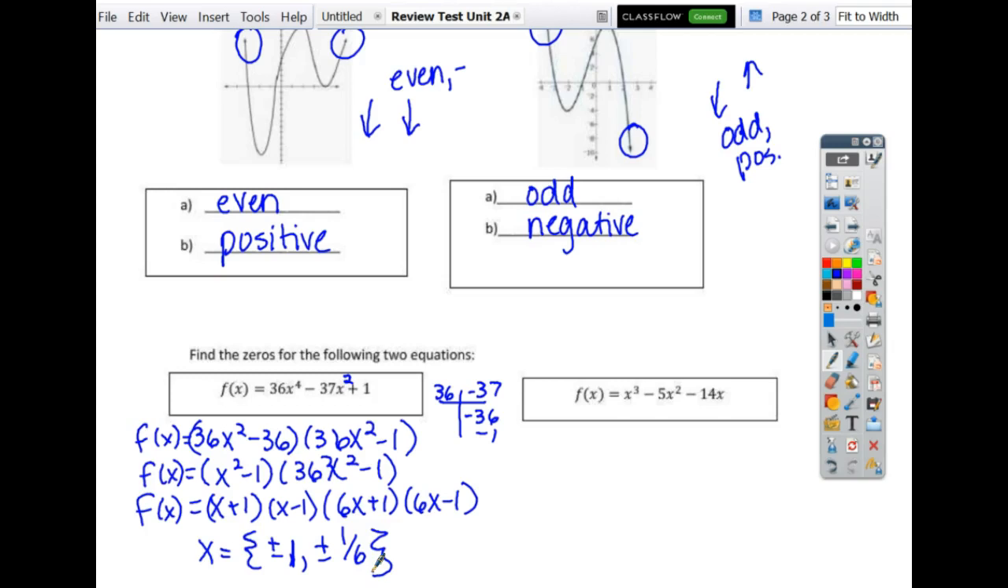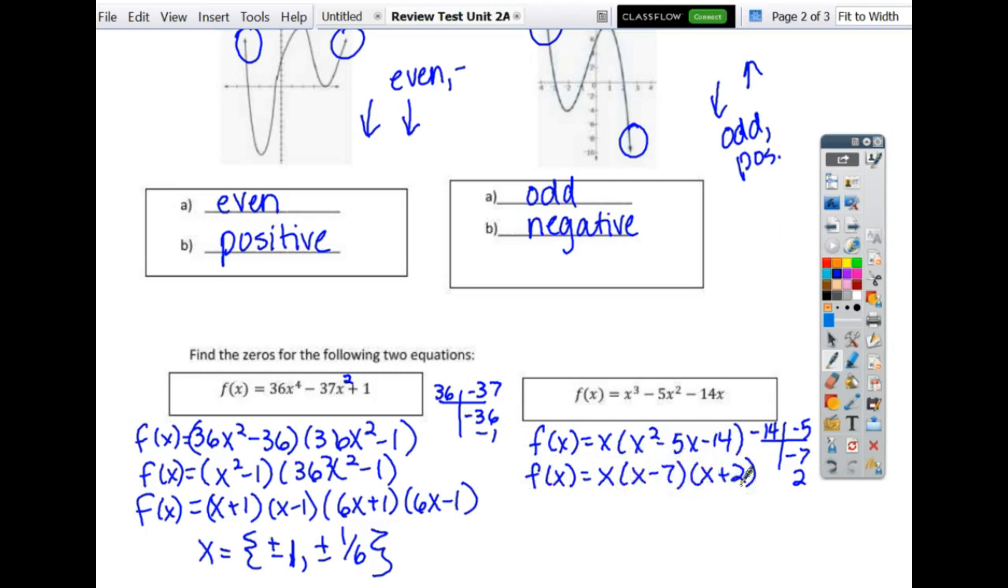So this next example, it starts with x to the third. So I know I have to take out an x. And then I'm ready to factor. I have negative 14 and negative 5, which will give me negative 7 and 2. So I get x minus 7 and x plus 2, which makes my zeros 0, 7, and negative 2.